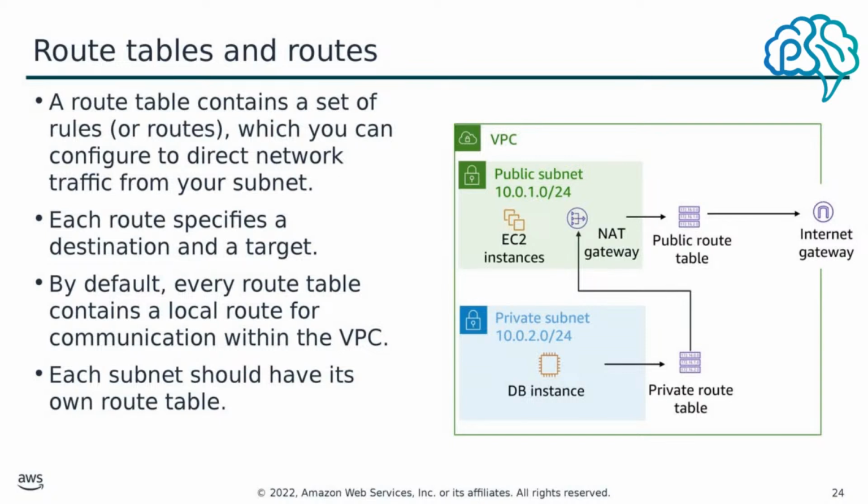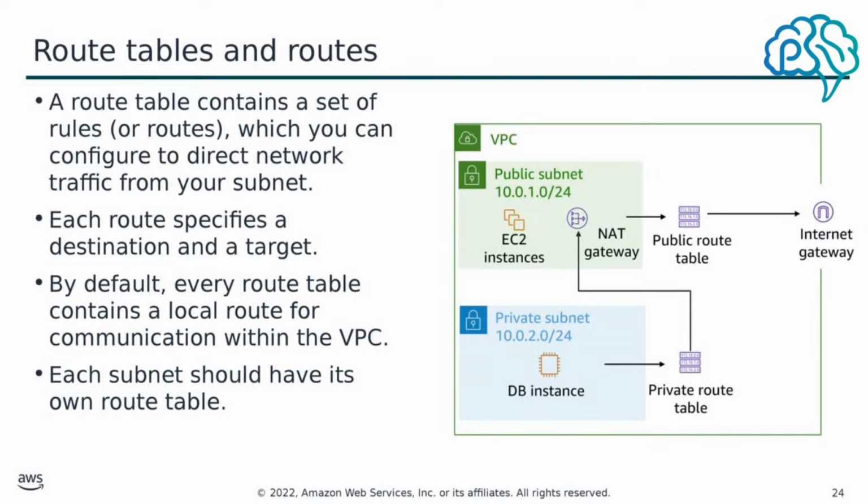By default, every route table that you create is going to have a local route for communication within the VPC. You cannot delete that local route entry because it's used for internal communications, but you can customize a route table by adding additional routes. Each of the subnets should also have its own route table, or you're going to use the main route table of the parent VPC, which is the one that controls the routing for all the subnets that are not explicitly associated with other route tables.